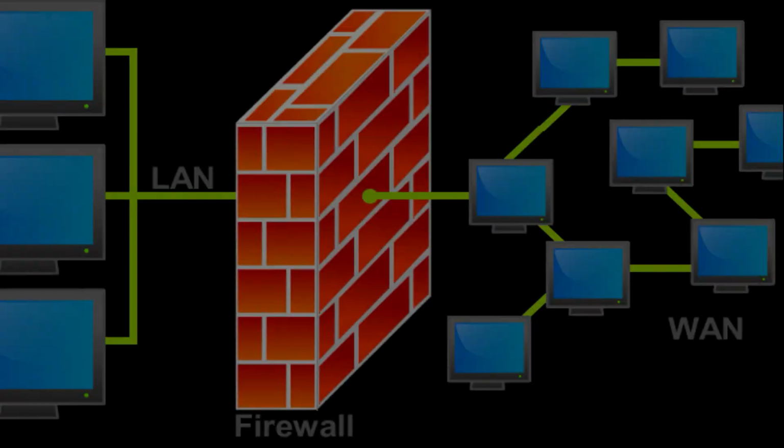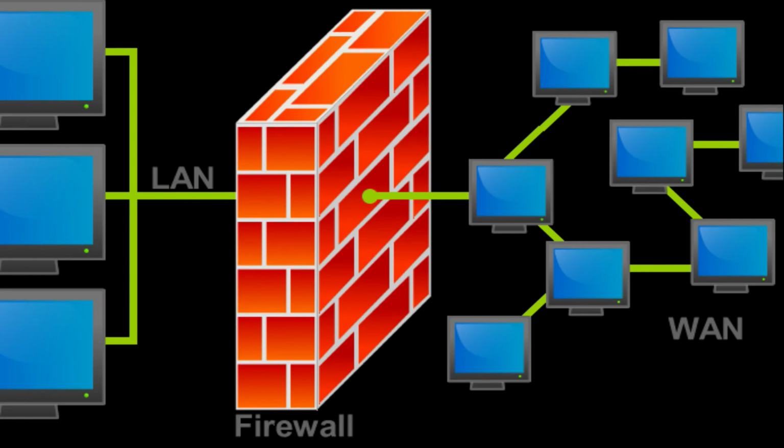Number 3, stateful multilayer. A stateful multilayer inspection firewall, or SMLI, is a mechanism that uses a sophisticated form of packet filtering, examining all major layers of the OSI model. Based on the definition, this type of firewall is not done at one stage only. It consists of a series of steps that you need to take to secure traffic at different levels of the OSI model.